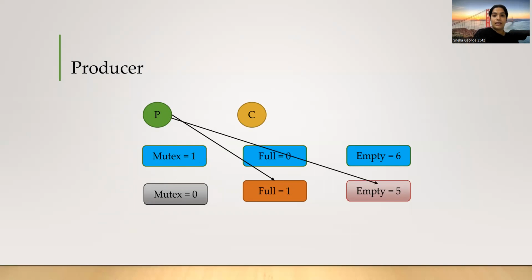Now the consumer checks for the mutex value, and the consumer sees that the mutex value is 0, which means that the producer is producing. Or else we can say the buffer is used by the producer. So in such a case, the consumer will have to wait till the producer finishes producing. Okay, so this is the case with the producer process.